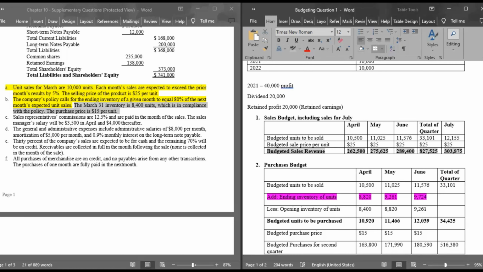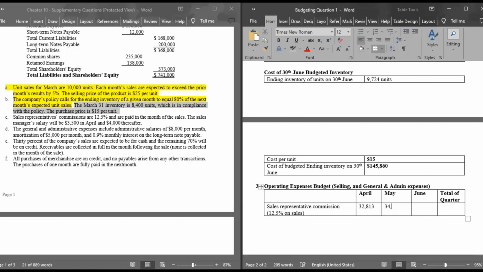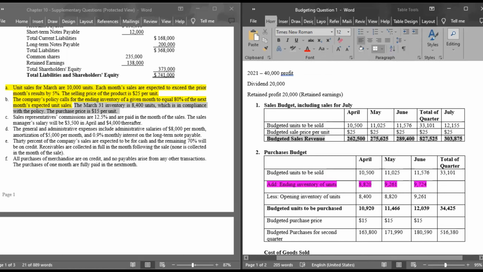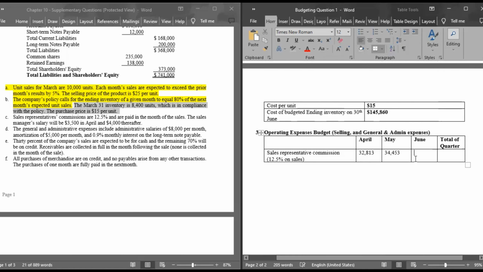Next, for May, we have sales of 275,625. Just calculate the commission. 34,453. Then next, we need to calculate the commission for June. 36,176. Now just make the total of the quarter. 103,441.